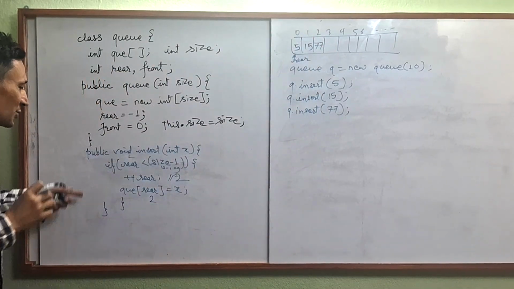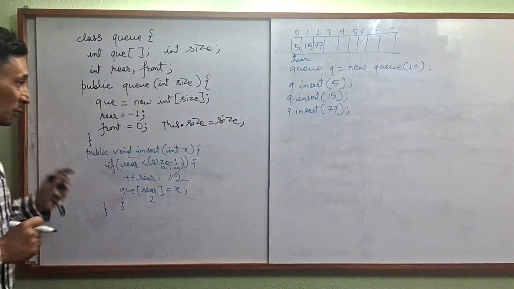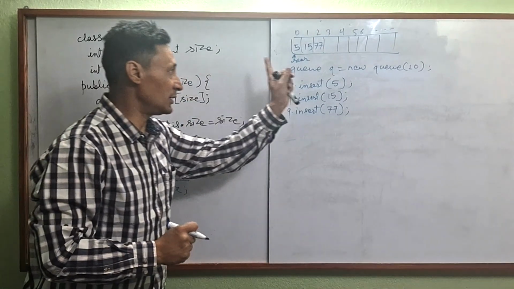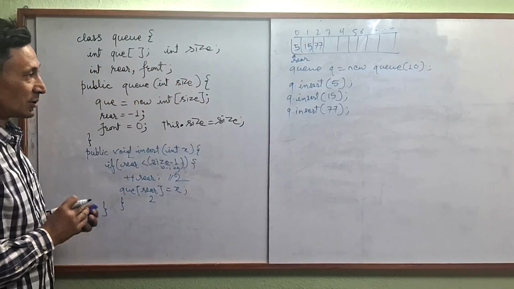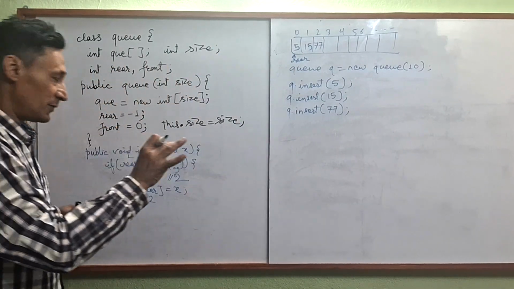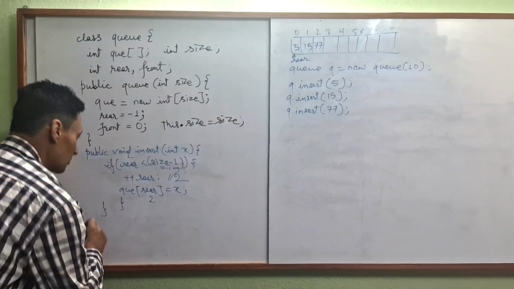So in this way, by writing this simple logic, we can insert element within the queue. Now let's see the method to display the content of queue first. Okay, now let's write this method here.